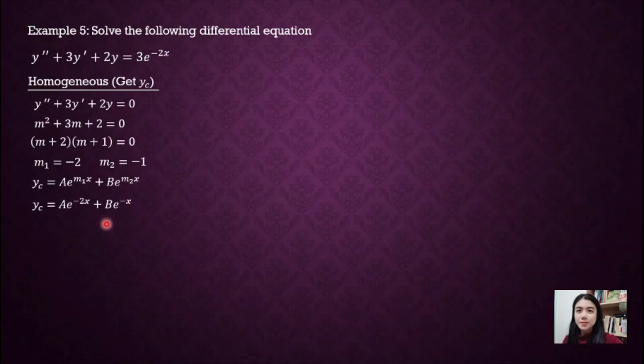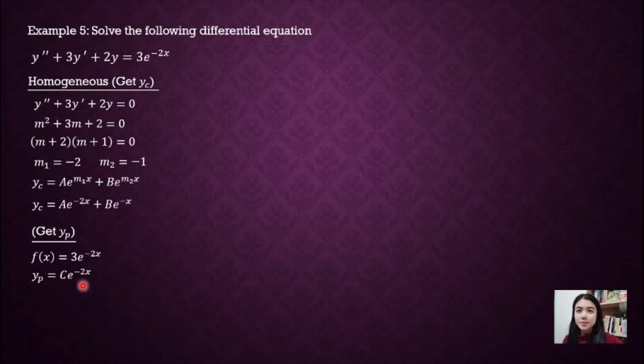Okay, the next thing that you have to do is figure out your yp. To get your yp, that actually depends on the form of the function f in here. So your function f is this one. If you look at the function f that we have here, your yp is supposed to be in this form, that is c e negative 2x. Before you continue to differentiate this yp, again you need to check for duplications.